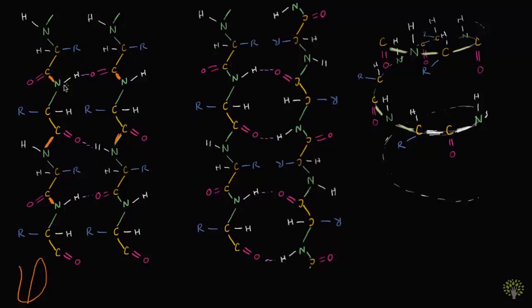But what you see happening is that between these two chains, the backbones are interacting. I actually didn't explicitly even draw the side chains. I just put an R here for the different side chains. But you see how they're interacting.